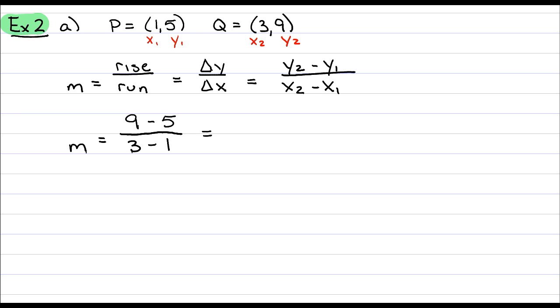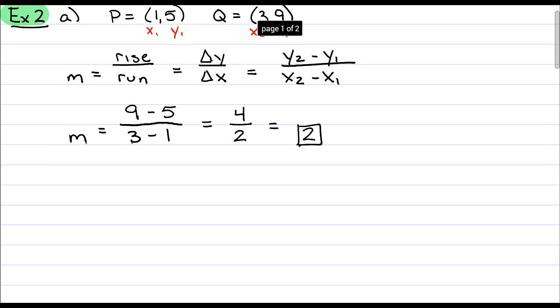The numerator, the top, is 9 minus 5, which is 4, divided by 3 minus 1, which is 2. 4 over 2 is 2. So that's the slope for this first line, the line in part A. Okay.